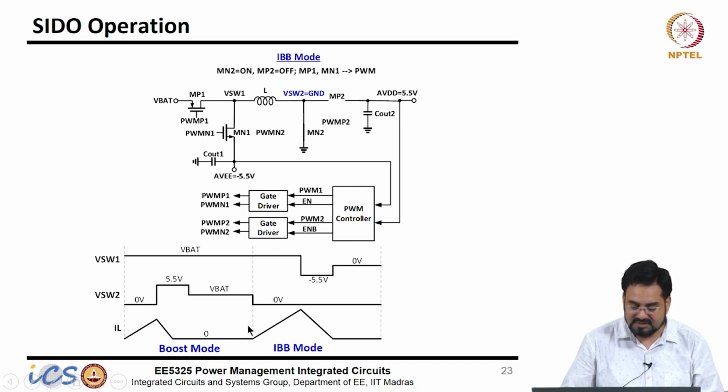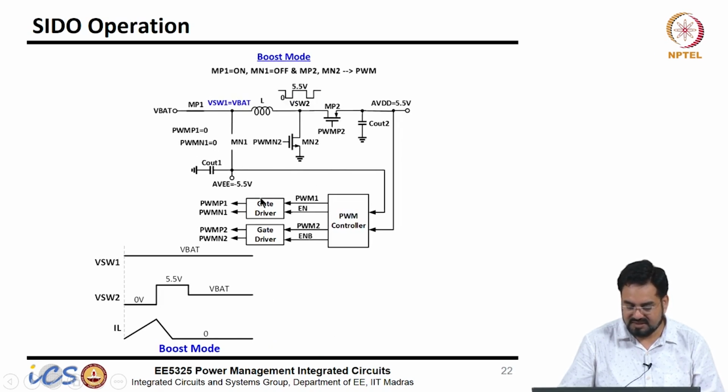So, that is how it works, and depending upon the duty cycle, the current will change, and it will keep the output regulated at plus 5.5, and minus 5.5 is coming here. So, if you apply a logic, you can exactly get the same thing.